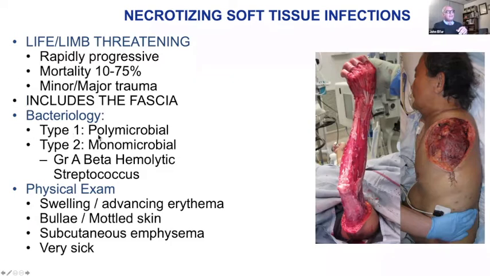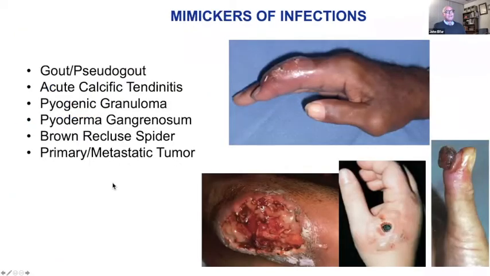The bacteriology is usually polymicrobial in my experience, and you're looking for this bug, this group A beta hemolytic streptococcus. It's a bad actor, and it can kill a patient very quickly. Swelling, advancing erythema, bullae, mottled skin. In the few patients that I've seen in the past couple of years, this has been sort of a universal finding. And these patients are very systemically sick. They're managed by teams.